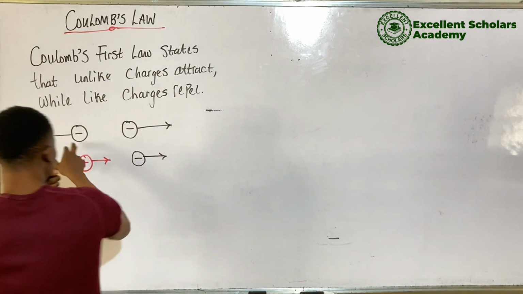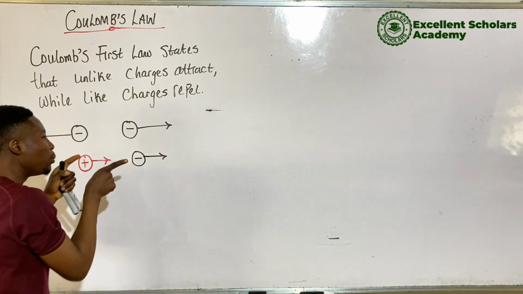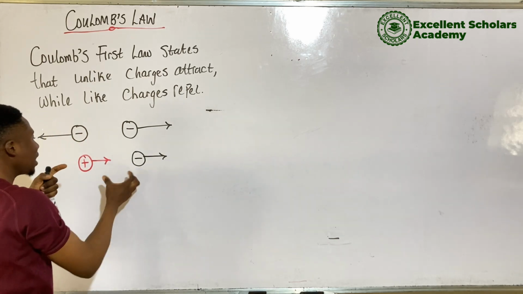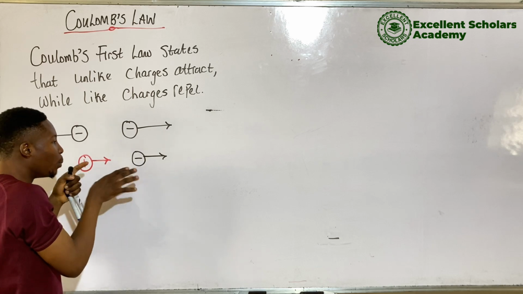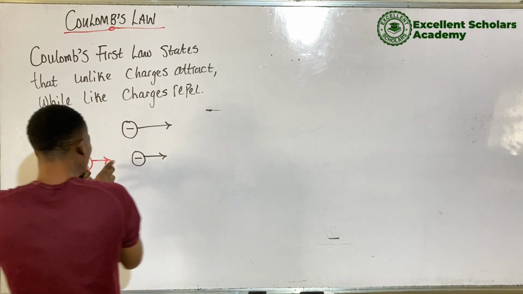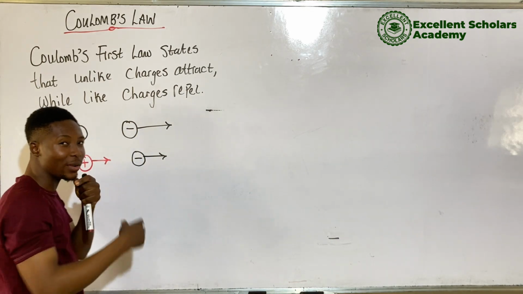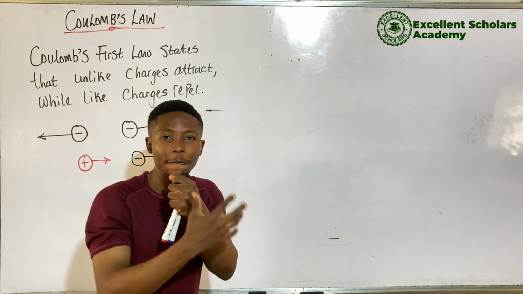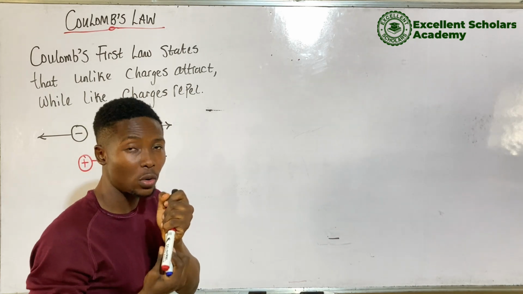So you can see from this diagram that like charges are going to repel each other, thereby moving in opposite directions. But unlike charges are going to attract each other, moving in the same direction, while these are going to move in opposite directions. Now, that is Coulomb's first law. Now we're going to look at Coulomb's second law.